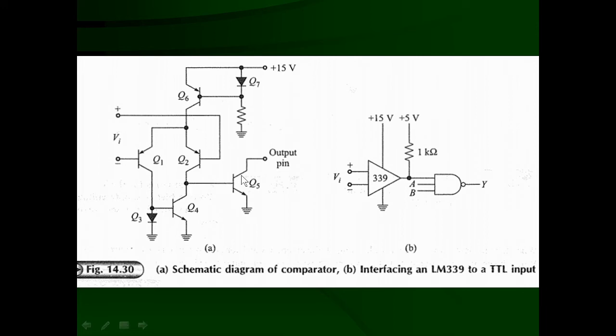That means the base emitter junction of Q5 is reverse bias because the base potential is going to be 0 volt with respect to ground. That means this transistor cannot conduct. So transistor Q5 is going to be off.